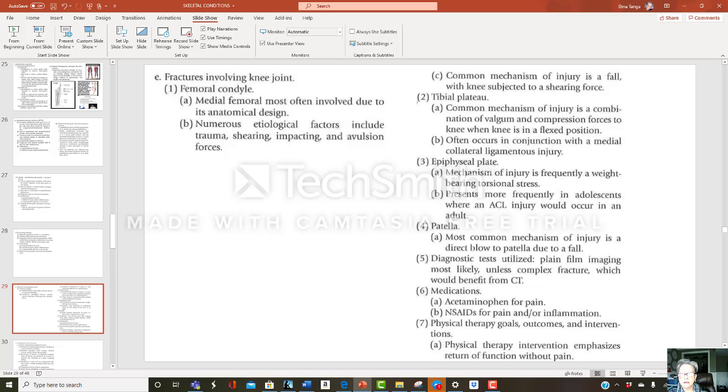Patella: the most common mechanism of injury is a direct blow to the patella due to a fall. Diagnostic tests utilize plain film imaging most likely, and a less complex fracture would benefit from a CT. Medications: acetaminophen for pain, NSAIDs for pain and/or inflammation. Physical therapy goals, outcomes, and interventions emphasize return to function without pain. So you have the femoral condyle, the tibial plateau, and the epiphyseal plate.